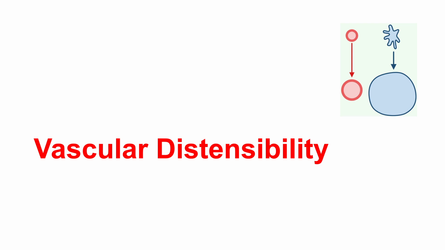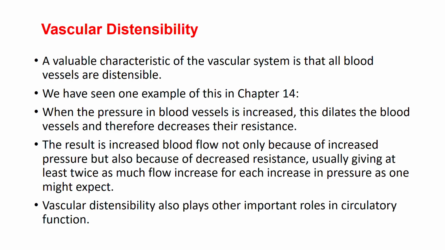Vascular distensibility. A valuable characteristic of the vascular system is that all blood vessels are distensible. We have seen one example of this in the previous lecture. When the pressure in blood vessels is increased, this dilates the blood vessels and therefore decreases their resistance. The result is increased blood flow not only because of increased pressure but also because of decreased resistance, usually giving at least twice as much flow increase for each increase in pressure as one might expect.